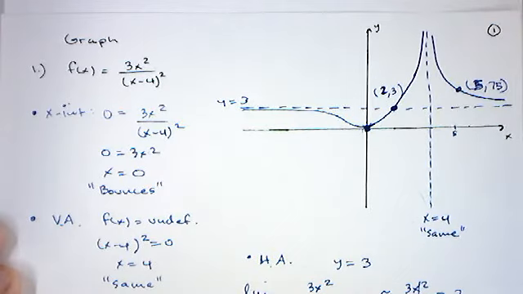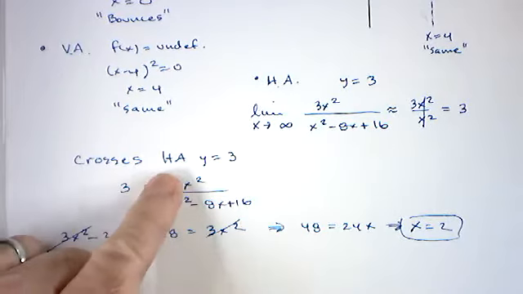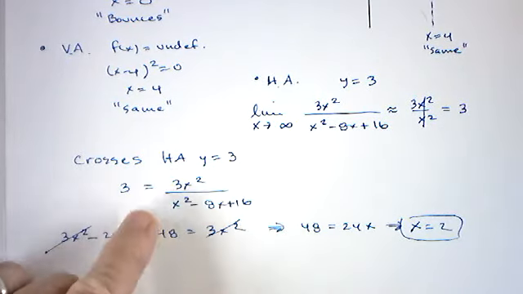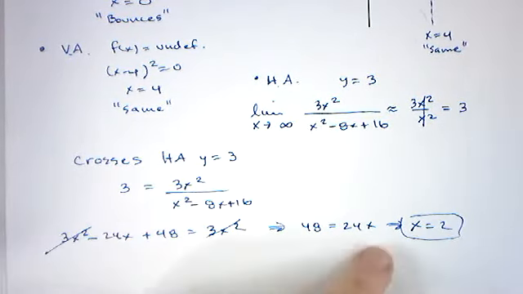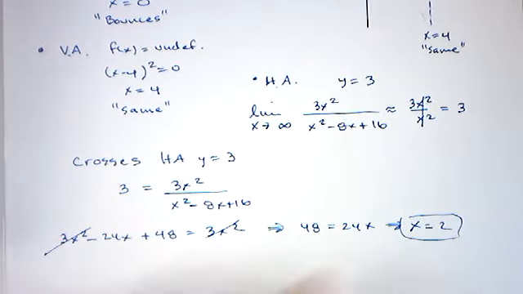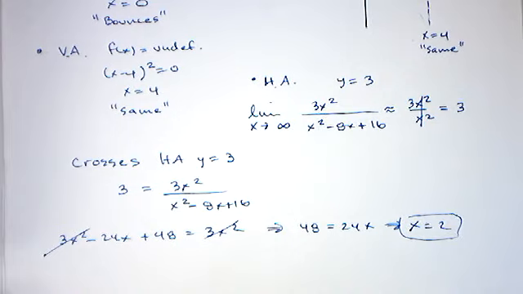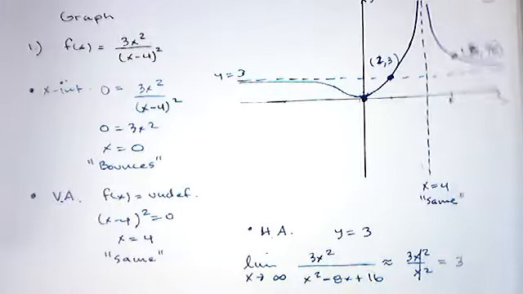Sometimes books will ask you to find where your graph crosses the horizontal asymptote, and that's how you do it. Whatever your horizontal asymptote is, you set it equal to your function and solve for x. Now, if you don't get a solution here, that means your graph doesn't cross the horizontal asymptote, and your graph should reflect that as well. Okay, let's move on to another one.